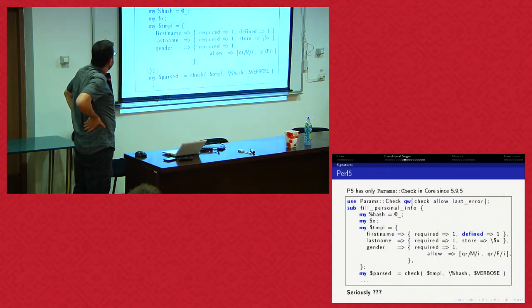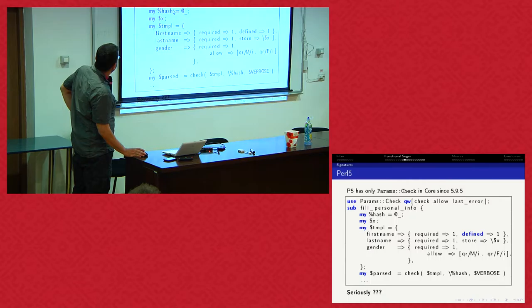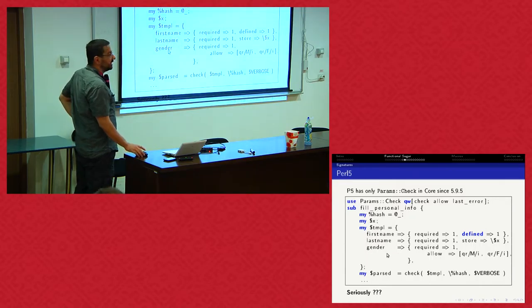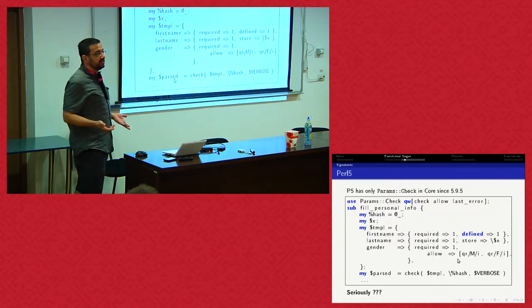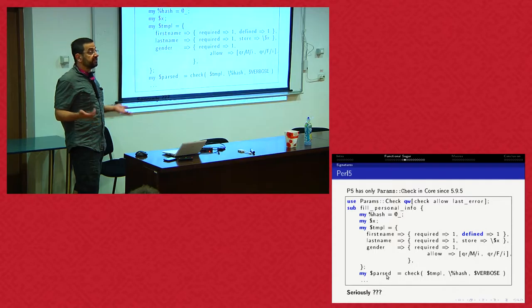So we do parameter check, params check. This is what it accepts as argument. This is a template for how the parameters which are passed have to be parsed. First name, last name, gender, named arguments which are required, defined, and which variables to store them in. Then you have to call parse. I don't want to go into the details. Does anyone use it? It's a core module, but nobody uses it.